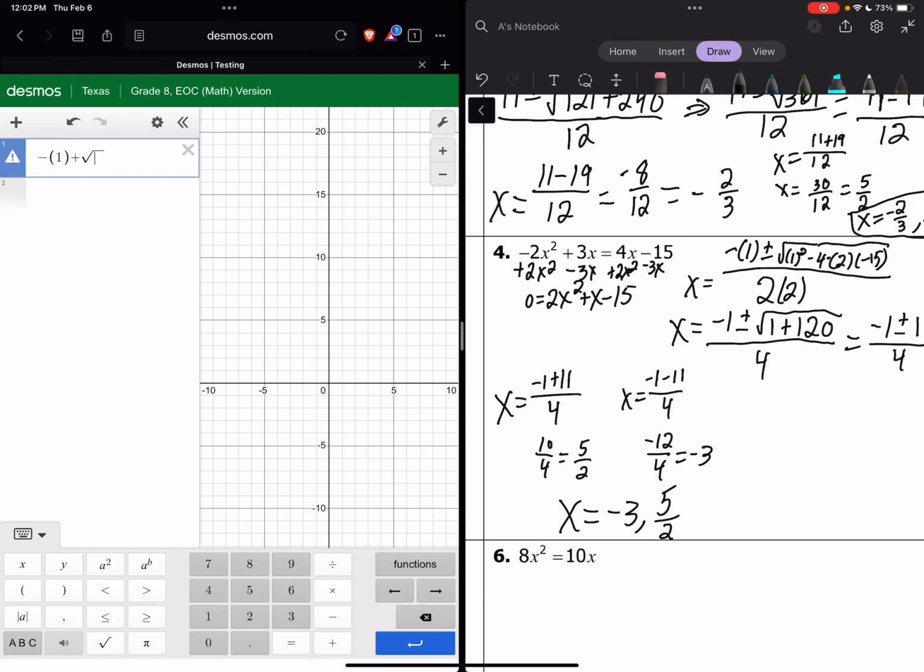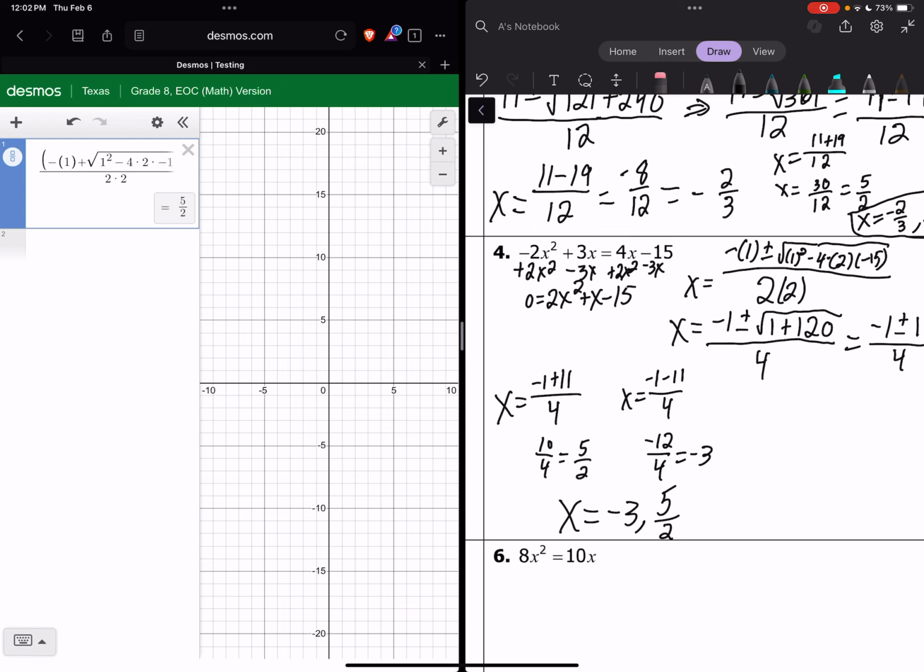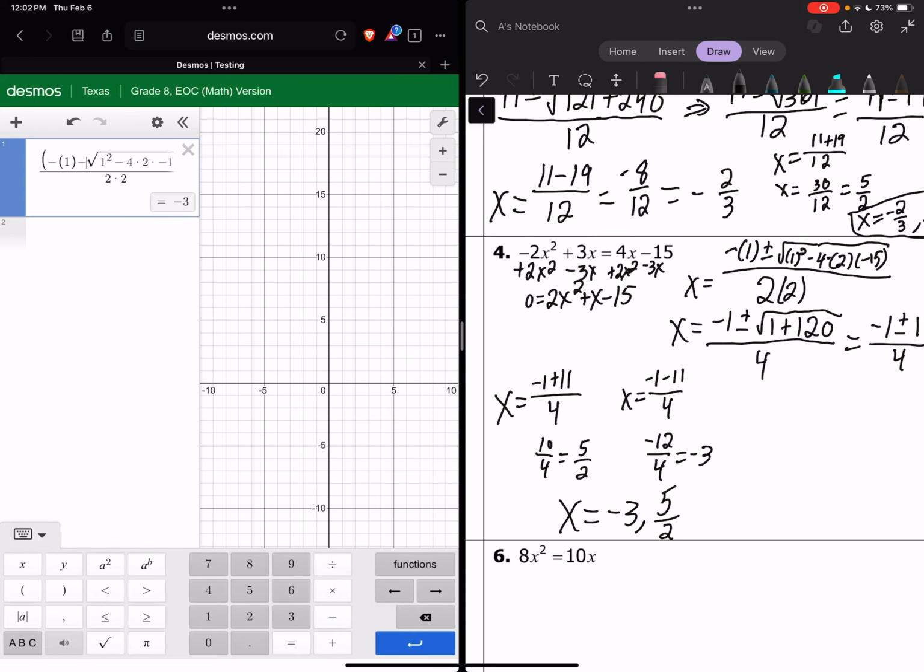Square root b squared minus 4 times my a value 2 times my c value negative 15, parentheses around it, divided by 2 times my a value, which is again 2. I get 2.5, which is my 5/2. If I put the minus, I get my negative 3. So I'd be finished, okay?